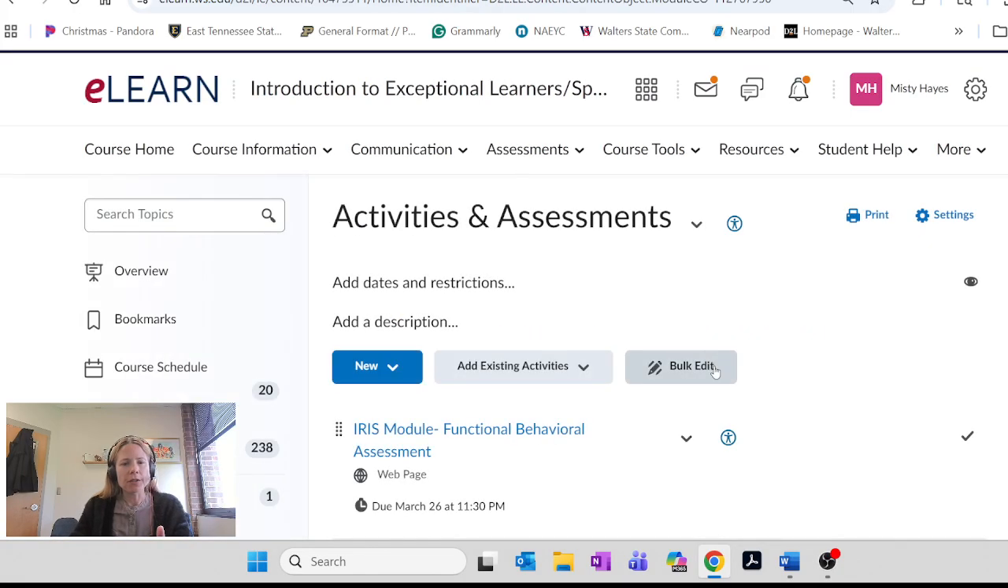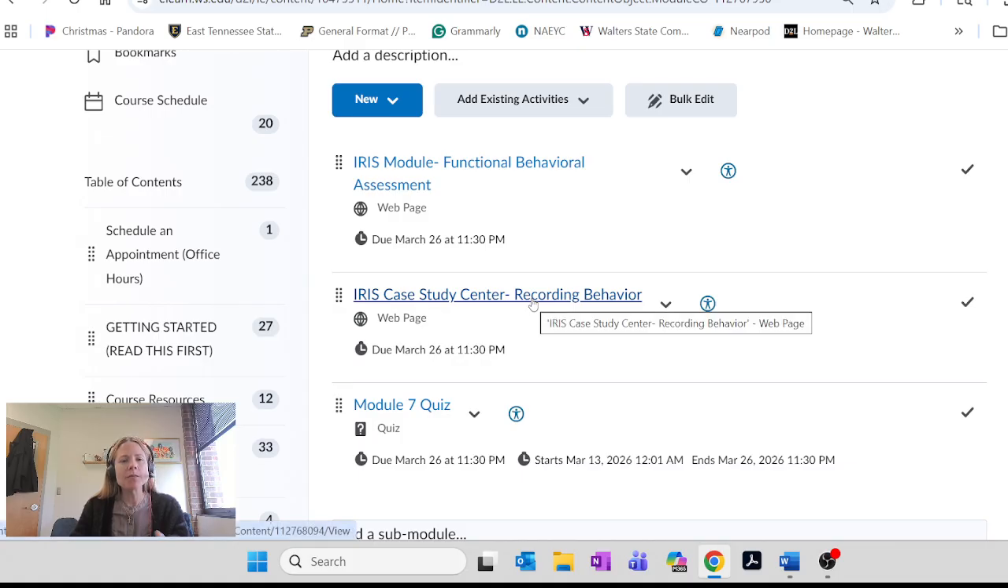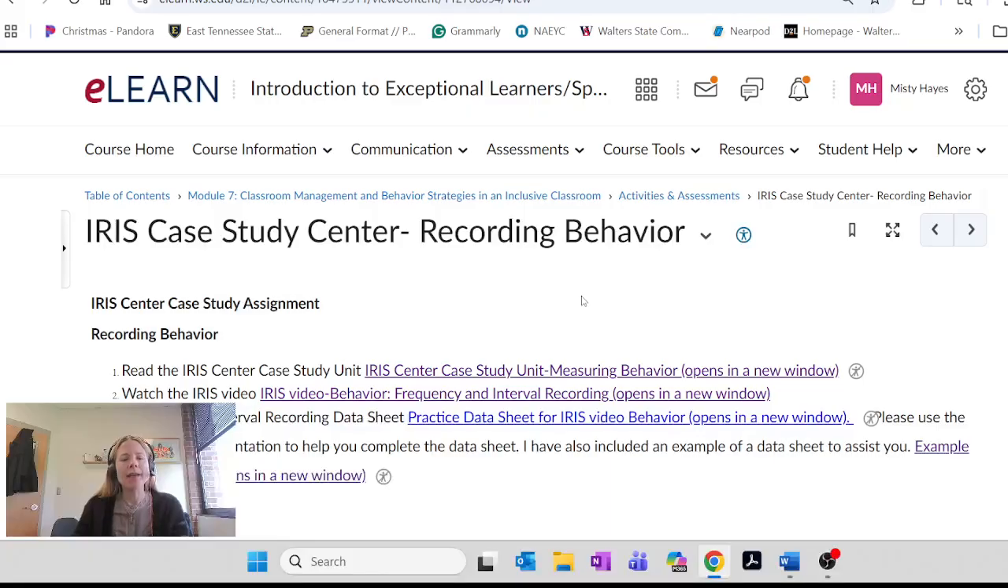So that's the first thing you're going to do. The second thing you're going to do, this is more for practice, okay? I'm going to grade both of them, but I'm not going to be too hard on the case study recording behavior one because it's something that we're new to, and I really just want us to have practice to see what it's like to collect some recording data.